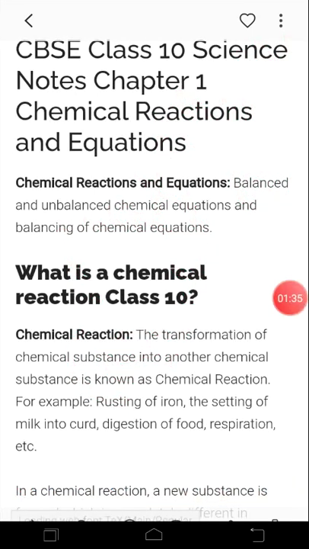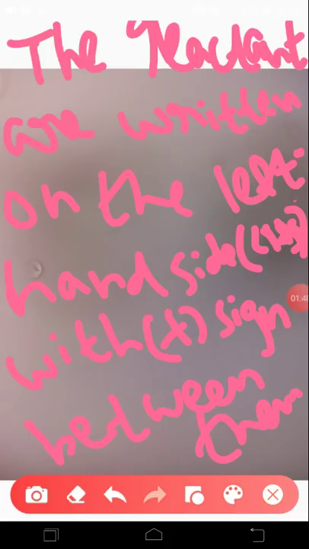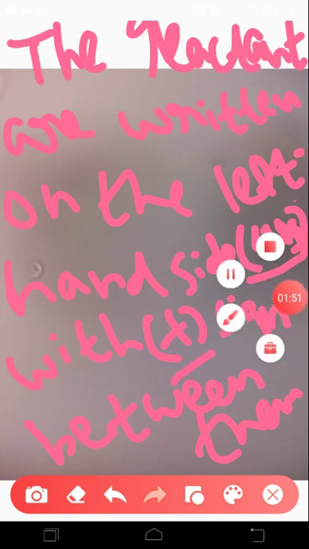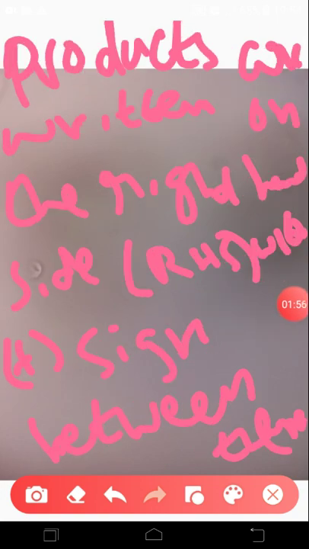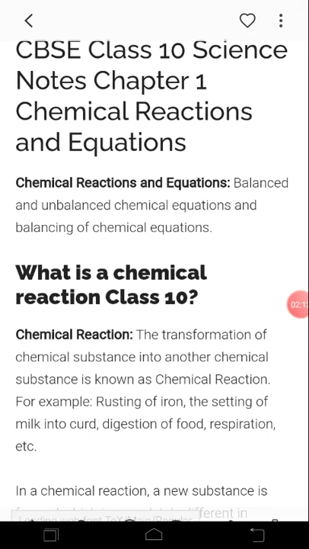So I will say about reactant and product. The reactants are written on the left hand side, LHS, with a plus sign between them. Next is the product. Products are written on the right hand side, RHS, also with a plus sign. The difference is that reactants are on the left hand side and products are on the right hand side. So I think you understand it.